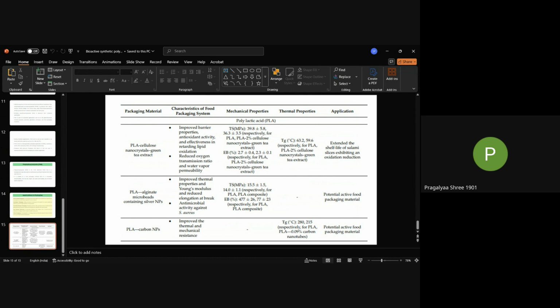thermal properties, and where they are used, as given in this table.